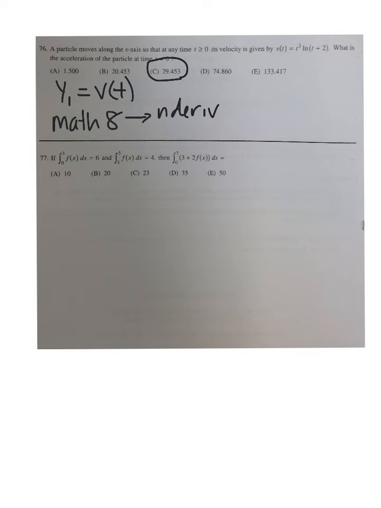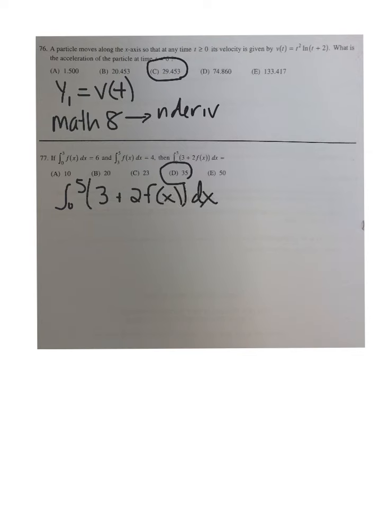Okay, number 77. The answer is D, which is 35. Okay, so you see that they give you 3 different integrals, right? And I am going to focus on that last one. So it says the integral from 0 to 5 of 3 plus 2 times f of x dx.